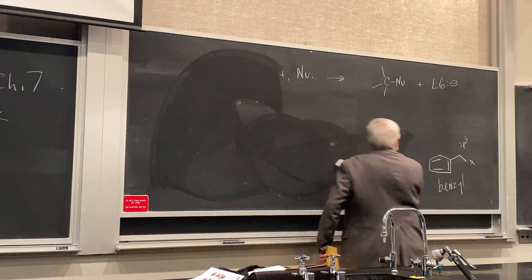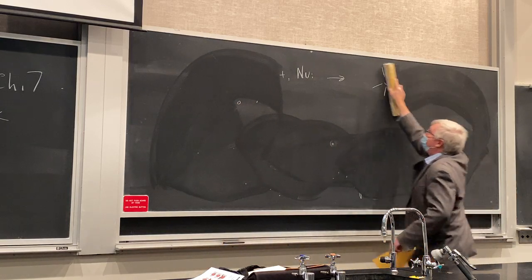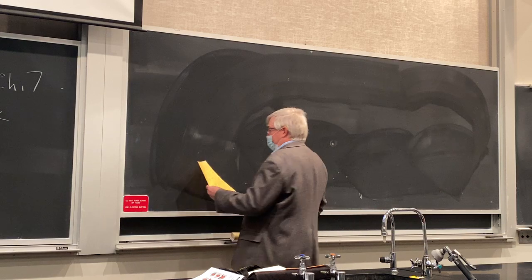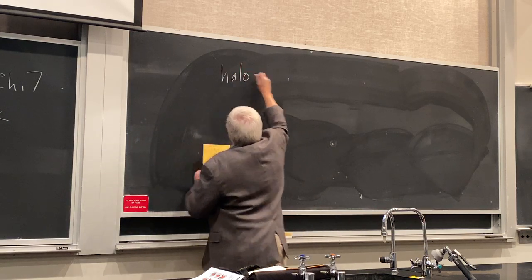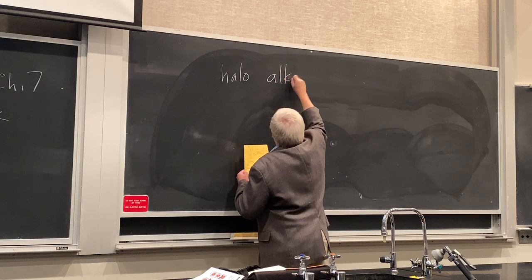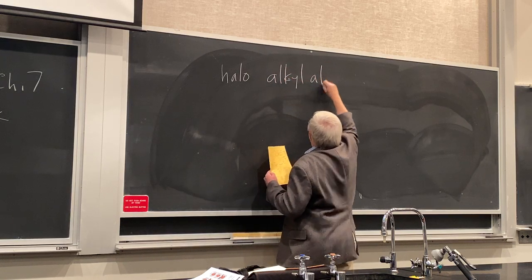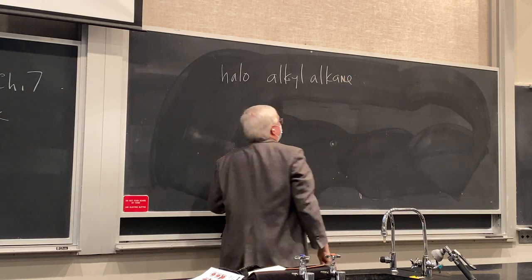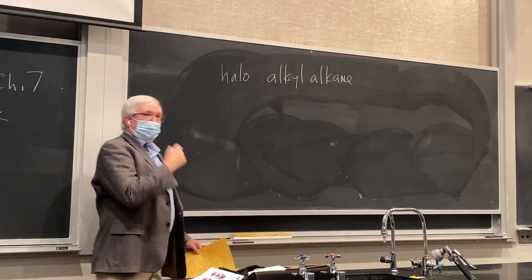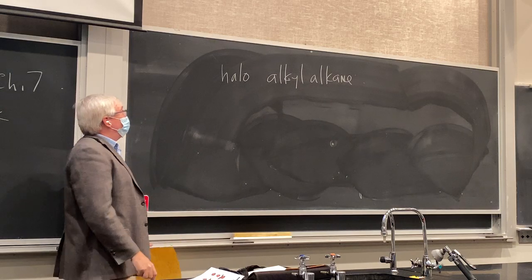Naming halides, IUPAC naming. And our key here is we're going to name these halo, alkyl, alkane. Okay, so there's our parent, right? The last one there, the suffix part. Alkane, that's our longest chain.